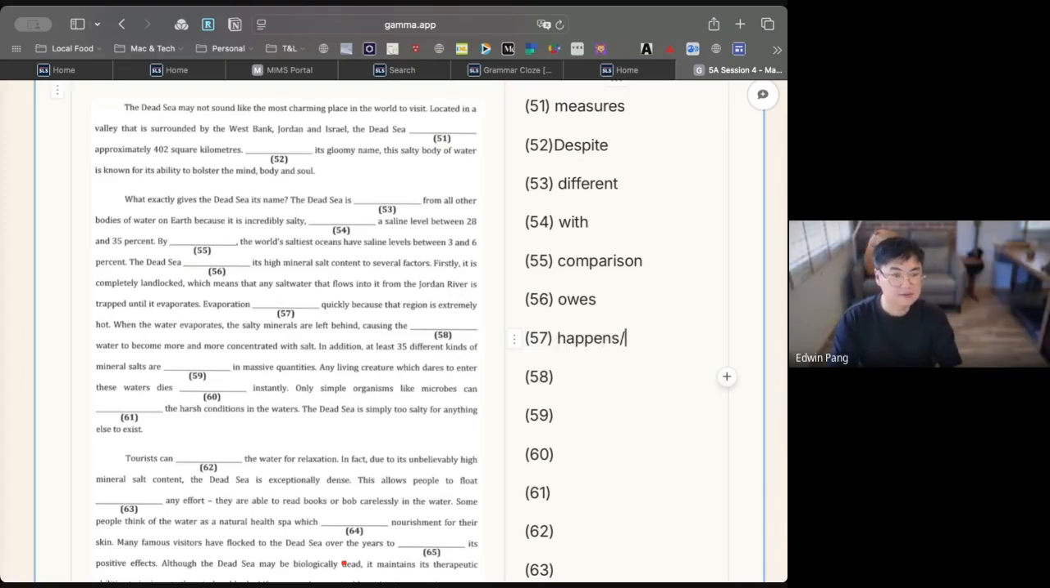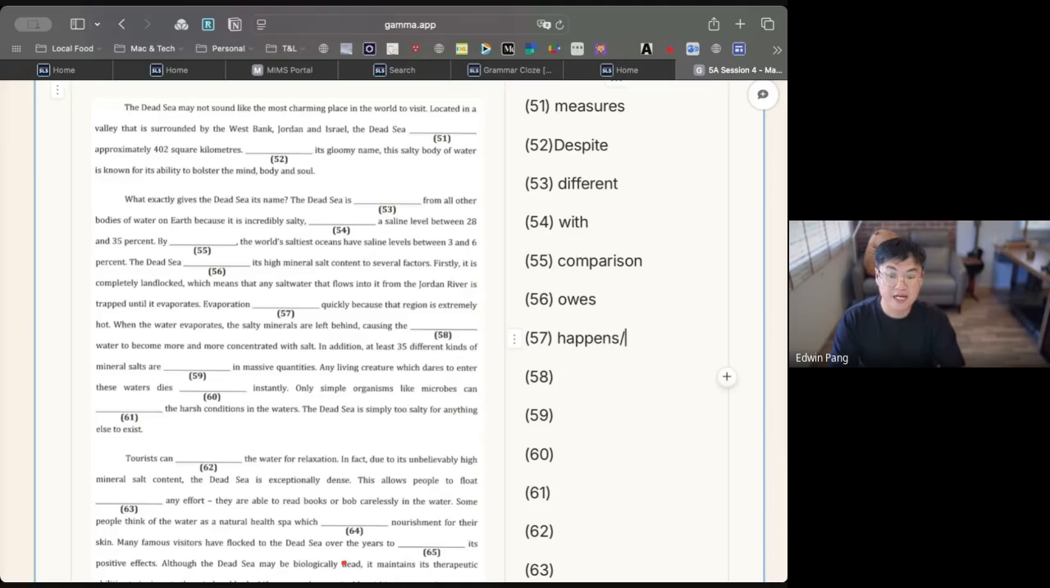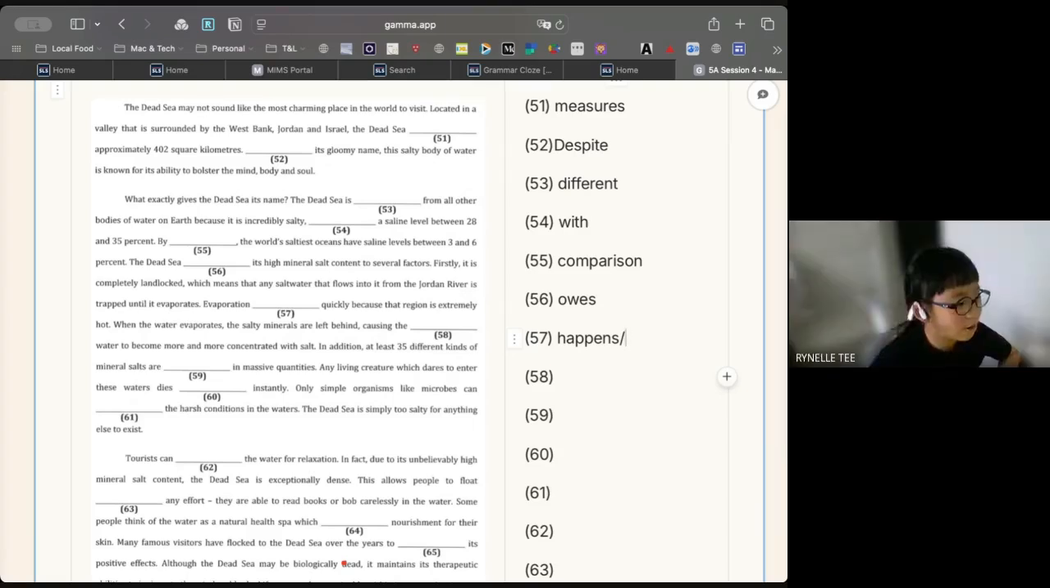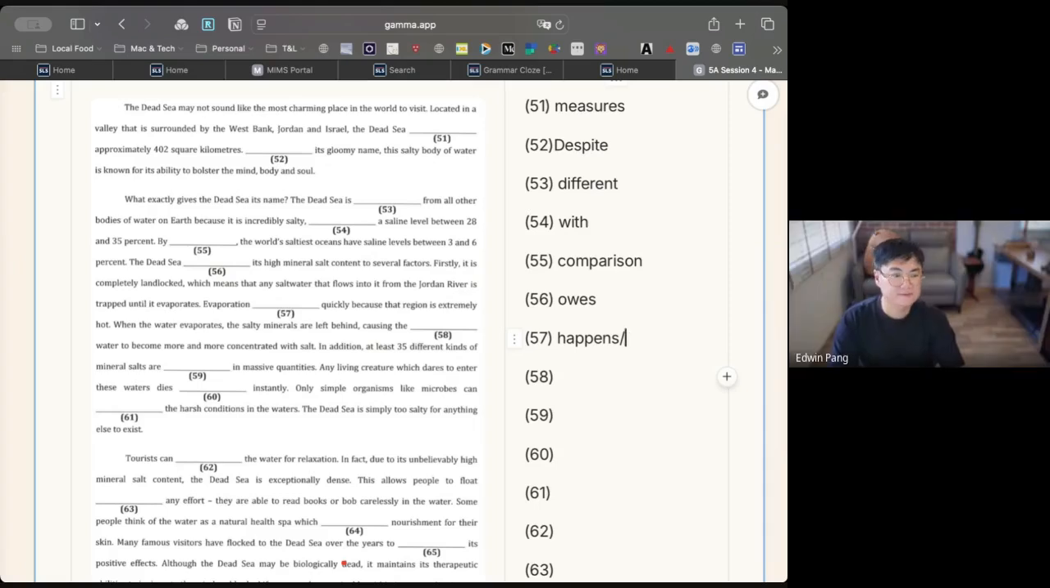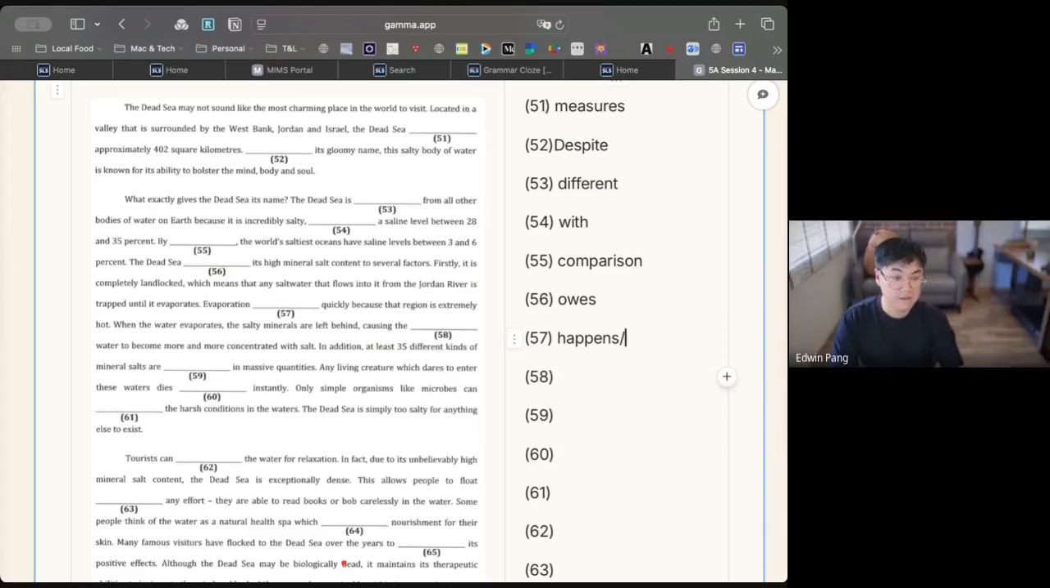Yes, Ruel? I wanted to say the same thing as Anil. Okay, anybody has a different answer from happens? Renelle? Didn't lower your hand, is it? Yeah, forgot. Okay. Arthur? Comes. No, evaporation doesn't come. Evaporation happens, it doesn't come. Evaporation does not come and go. Okay, please use the correct verb to describe the process.